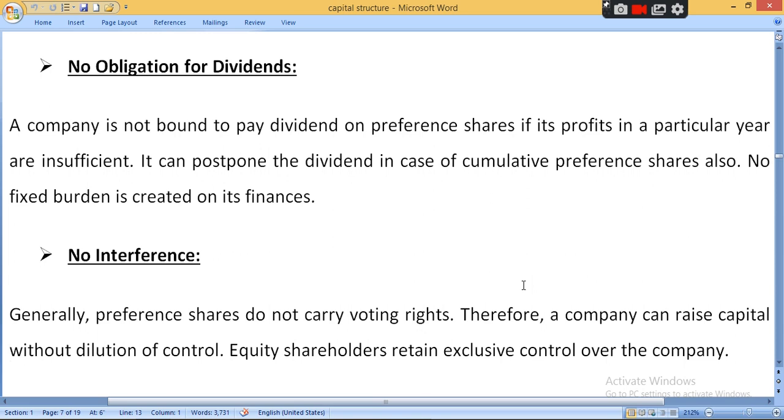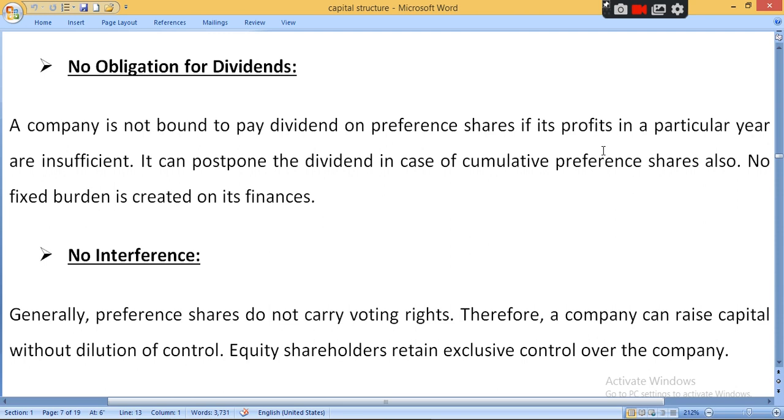Then no interference means only equity shareholders. Generally there is no obligation for dividend. So the company is not bound to pay dividend on preference share, clear. It can postpone dividend in case of cumulative preference share. What do you mean by cumulative preference share? Generally cumulative means combined. For example, if in the previous year the company suffered a loss, then the company was not able to pay dividend. But whenever a company issues cumulative preference share, it is the responsibility of the company to pay last year's unpaid dividend plus the current dividend. So if a company has issued cumulative preference share, the unpaid dividend of the previous year must compulsorily be paid, clear.